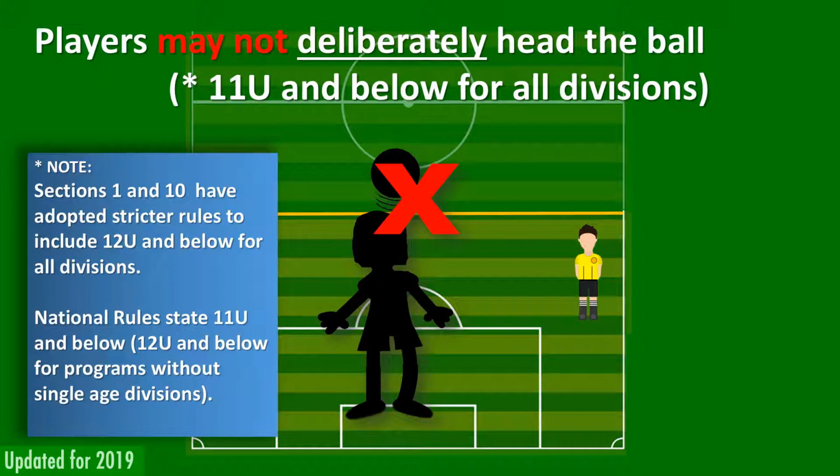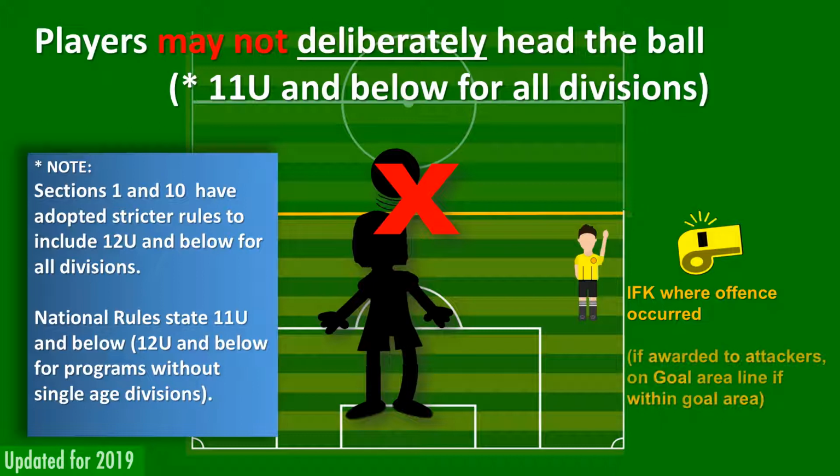If a player deliberately heads the ball, play should be stopped and restarted with an indirect free kick to the opposing team, taken from the place where the player touched the ball with his or her head. If the indirect free kick is awarded to the attacking team inside the defending team's goal area, it must be taken on the goal area line at the point nearest to where the player touched the ball with his or her head. Neither cautions nor send-offs shall be issued for persistent offences or denying an obvious goal-scoring opportunity relating to heading offences.